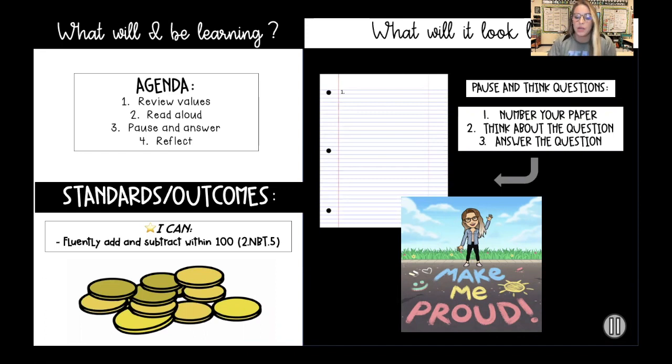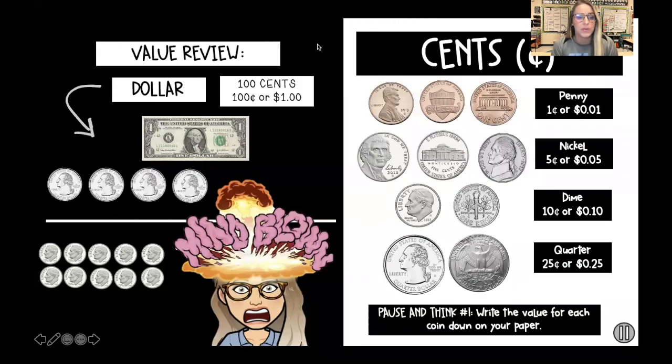So I went ahead and put an example paper for you for our pause and think questions. You're going to number your paper, and then you're going to think about the question, and then you will answer the question. So the first thing we're going to do is a value review of our dollar and our cents. So a dollar is the same thing as 100 cents. So $1 is the same as 100 cents.